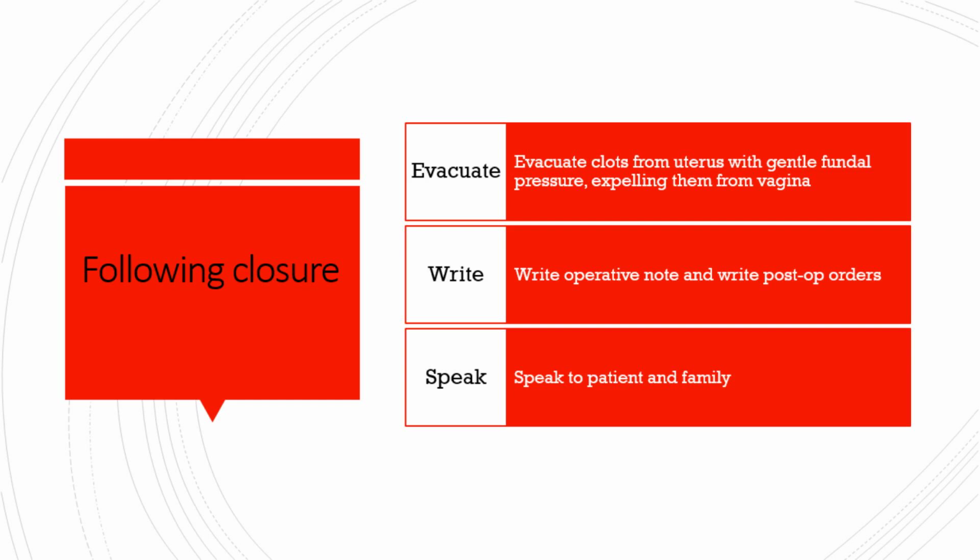After closing the uterus during a cesarean section, it is essential to evacuate any clots using gentle fundal pressure. Document all relevant details in an operative note along with post-operative orders, and communicate effectively with the patient and their family about how the procedure went.